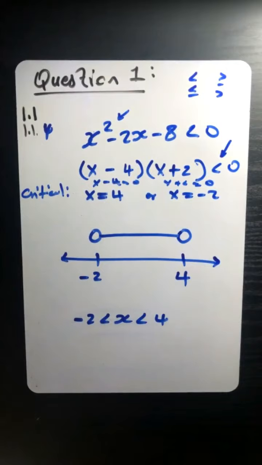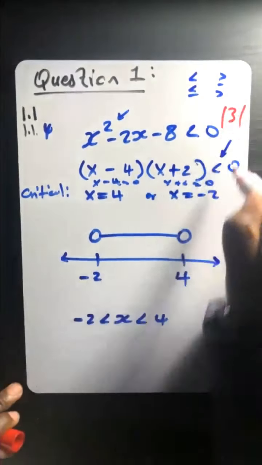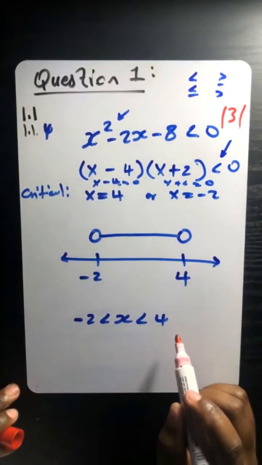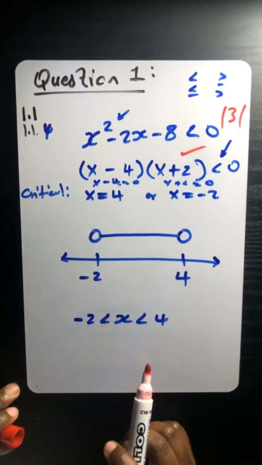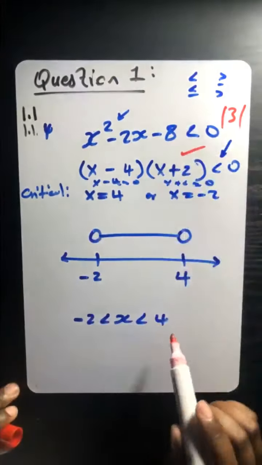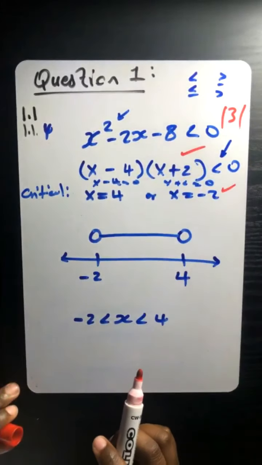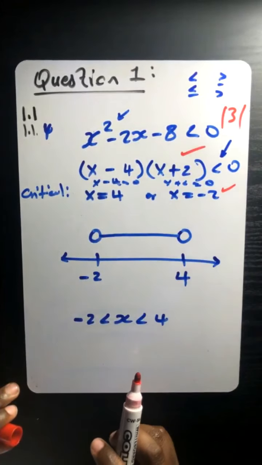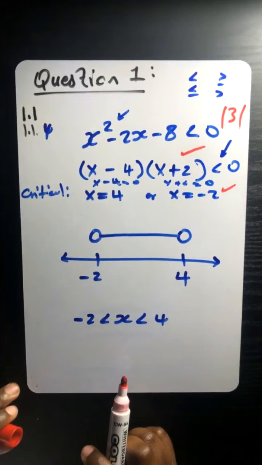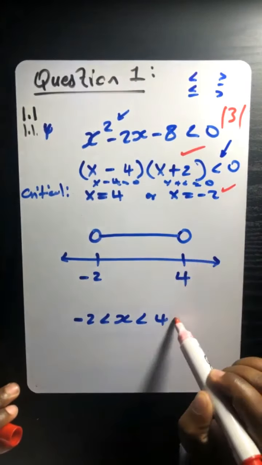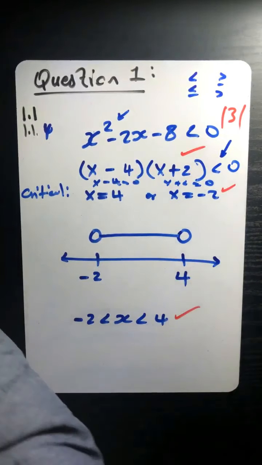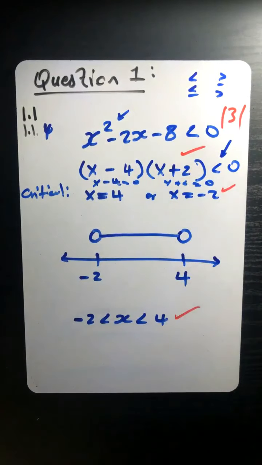So now, this is where you're going to score your 3 marks. Where exactly are you going to score your 3 marks, guys? The factors will give you a mark. For getting the critical values, I'm going to give you a mark, ladies and gentlemen. And for representing your final answer in the format of inequalities, I'm also going to give you a mark.